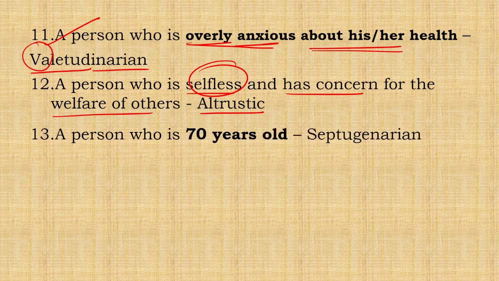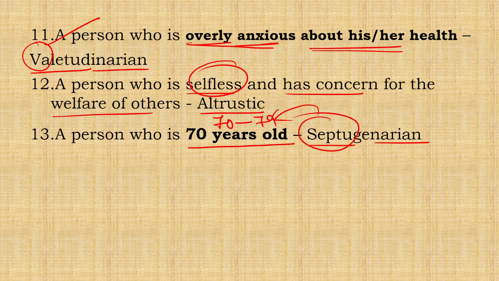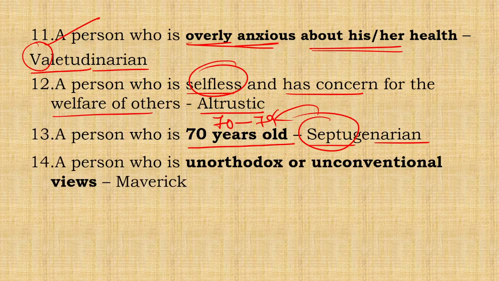Okay. Next up, 70 years old. See, this is not just 70, but it is 70 to 79. So any person who is aged between 70 and 79, whenever you see the number 7, immediately you should remember the word septuagenarian. Okay. This word is septu, which is nothing but 7, and genarian, it is just like tens, 7 tens is equal to 70. Okay. Next, a person who has unorthodox or unconventional views. See, you should remember the movie Top Gun. Okay.